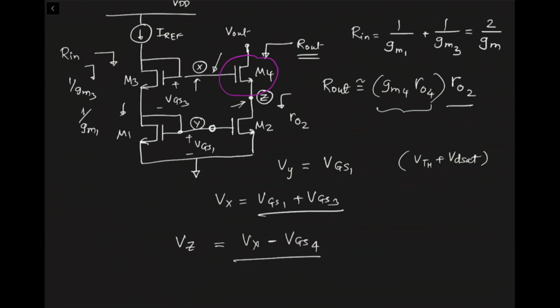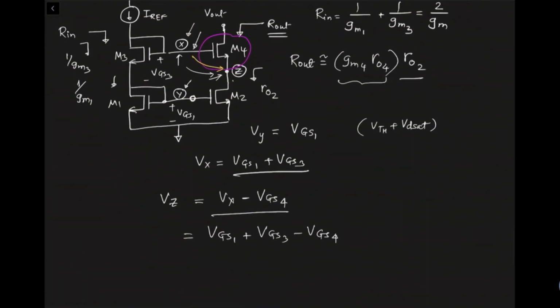I think this is the key revelation that you would see. Let me repeat this again. At node Y, which is marked over here, you have VGS1. At node X, you have VGS1 plus VGS3. And when you go to node Z, you will see VGS1 plus VGS3 minus VGS4, because you have to go down from this to this by VGS4. Since everything is matched, VGS3 and VGS4 should be identical. Also, VGS1 and VGS2 should be identical. So, since VGS3 and VGS4 are identical, they will go away.